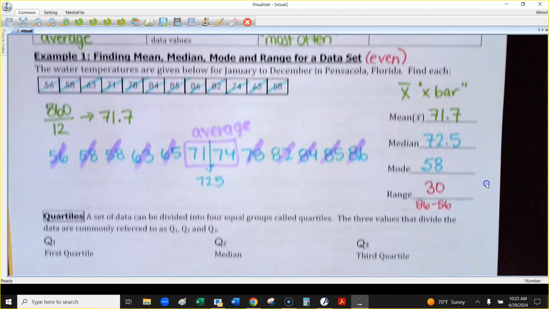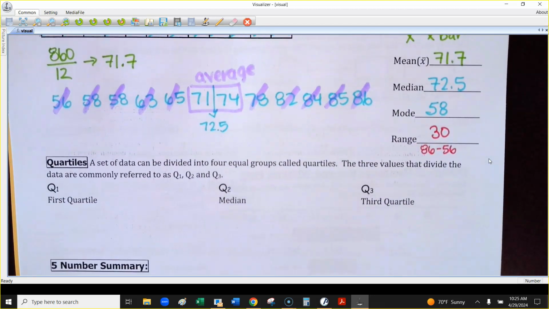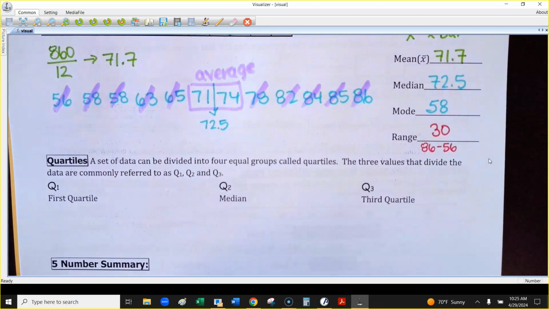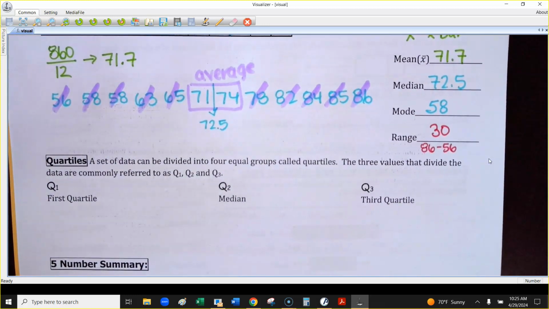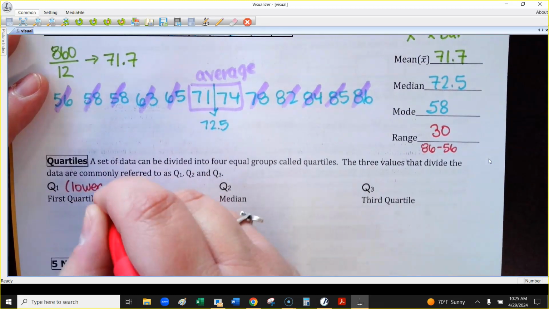Have you guys made box and whiskers plots before? Does that sound okay? Box and whiskers, or a box plot? Does that sound familiar to you at all? Okay, so we're going to talk about quartiles. Quartiles are going to split your data into four equal groups. They call them a quartile. The first quartile, sometimes called the lower quartile.